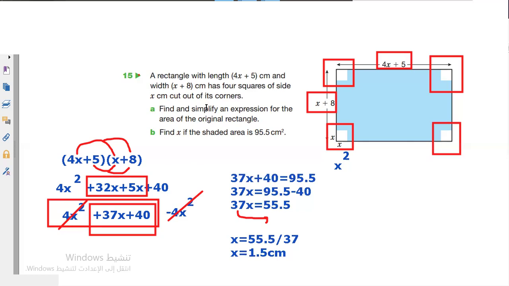So again, what did we do? We found the area of the rectangle by multiplying these two brackets. We simplified it. We found the area of the cut off part, these small squares. We subtracted it from the area of the rectangle, and then we wrote the area of the shaded part, and we made it equal to this. We started solving. After solving, x equals 1.5. Now let's move on to the next question.